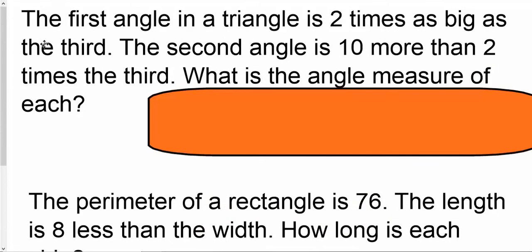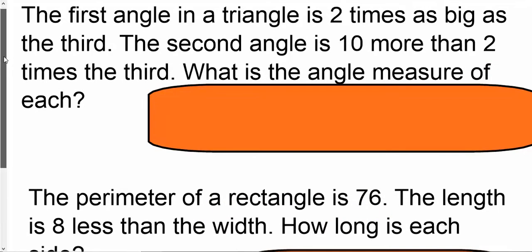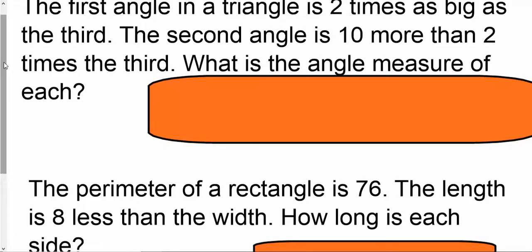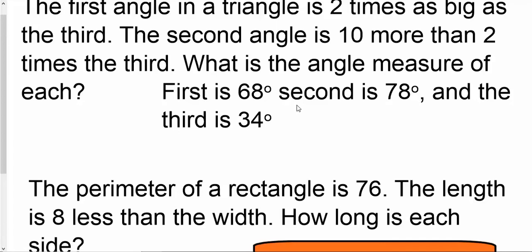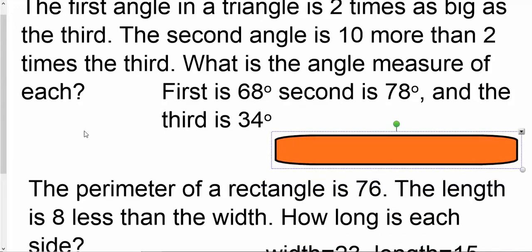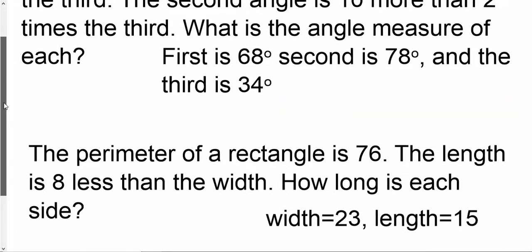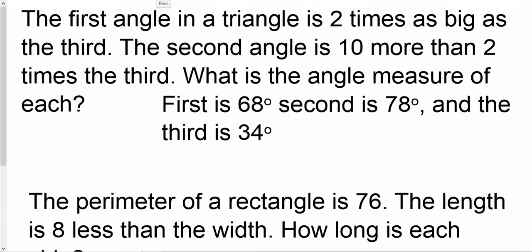Two last questions before we go. One dealing with angles, the other dealing with sides. I think I can kind of squeeze them both in. Pause the video and try these out. All right, for this first one, we get the first angle is 68, the second is 72 or 78, and the third is 34. For the perimeter, we get the width is 23 and the length is 15. If you got both of these, great job, you're done. If not, stick around and watch the explanation.